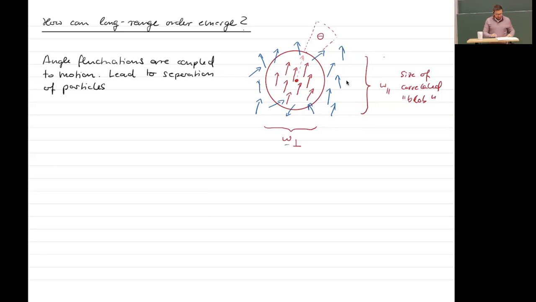Okay, so let's first say, suppose that there is a particle and now we have a perturbation. Somebody changes the angle. Because all of these particles are moving, if you change the angle, they will be moving into different directions. That means they get separated over time, and the separation we can write down in these two directions, parallel and perpendicular to the direction of motion of the center of mass.